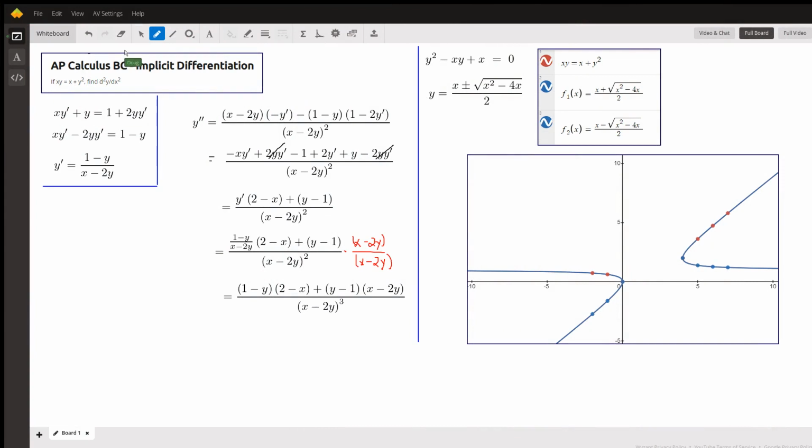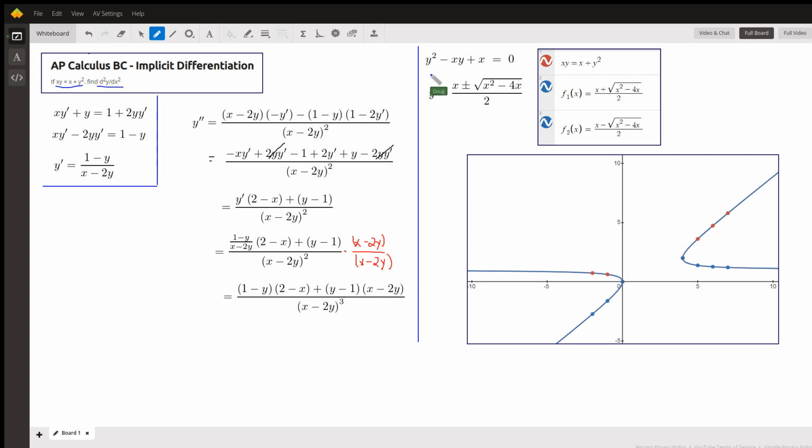Okay, for this problem, you're asked to find the second derivative of y with respect to x for this relation right here. Here's a graph of that relation. It's not a function, it doesn't pass the vertical line test. And I'll just draw your attention to the fact that you actually could do this problem using explicit differentiation.